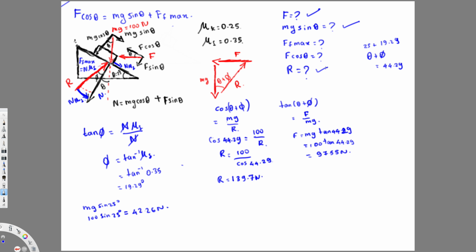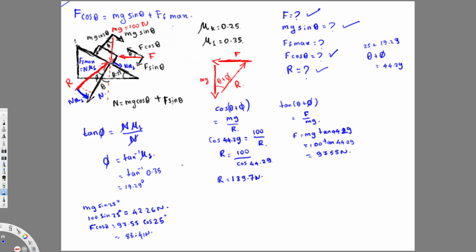So that we have found out, and we have found out R. We didn't find F cos theta yet, so we have the F right here. We can find F cos theta by directly substituting. So F cos theta is equal to 97.55 cos 25, which is equal to 88.41 Newton. So we have found F cos theta.